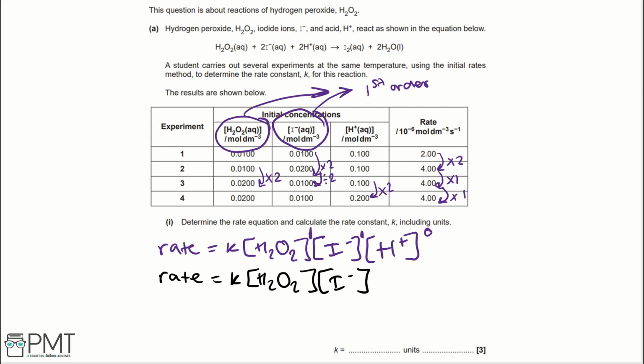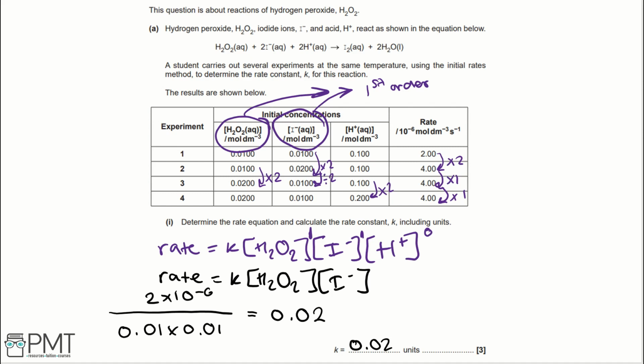Now we need to work out K. We can do this by subbing in values. So if we take experiment 1, we have a rate of 2 times 10 to the negative 6 divided by the initial concentrations of H2O2, which is 0.01, times 0.01. That gives us a value of 0.02 for our K.